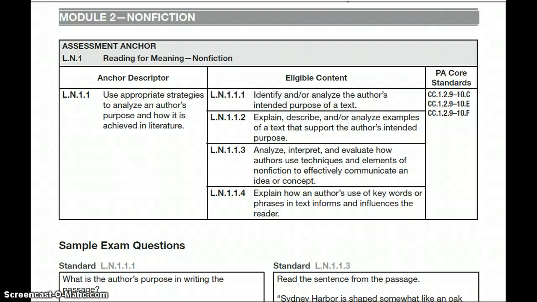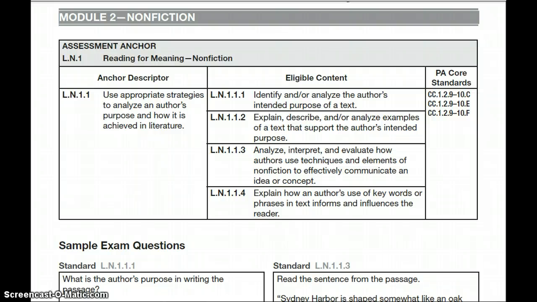Okay, so at this point in our Keystone prep, we should be pretty familiar with all of the fiction skills and sample questions. So we are now going to jump into Module 2, which would be nonfiction. So we're going to look at the assessment anchors or skills in nonfiction that you will see in Module 2 of your Keystone Literature exam.